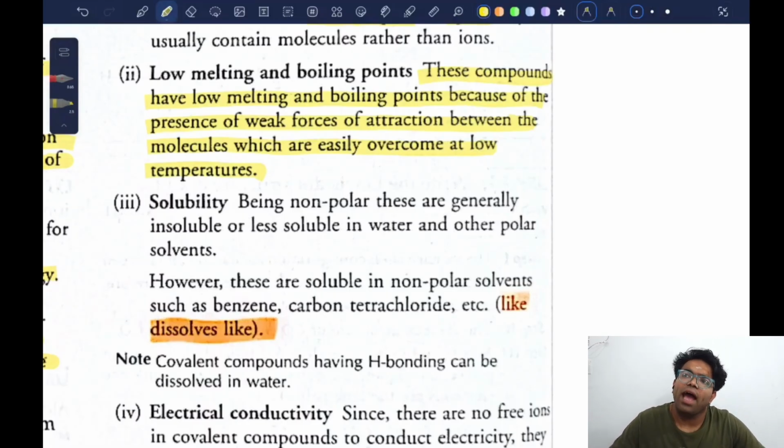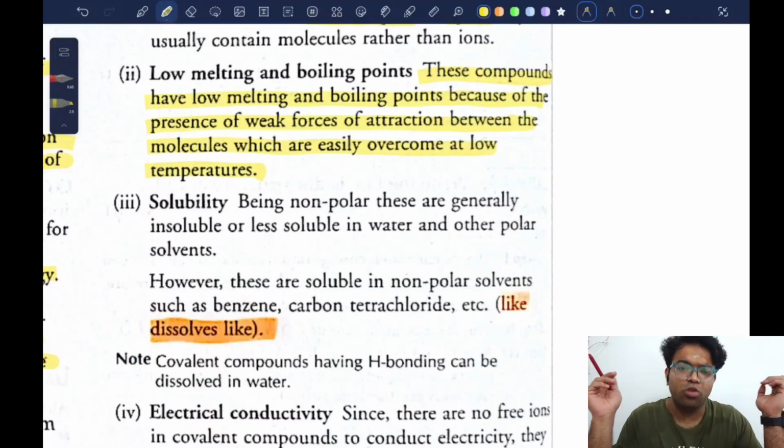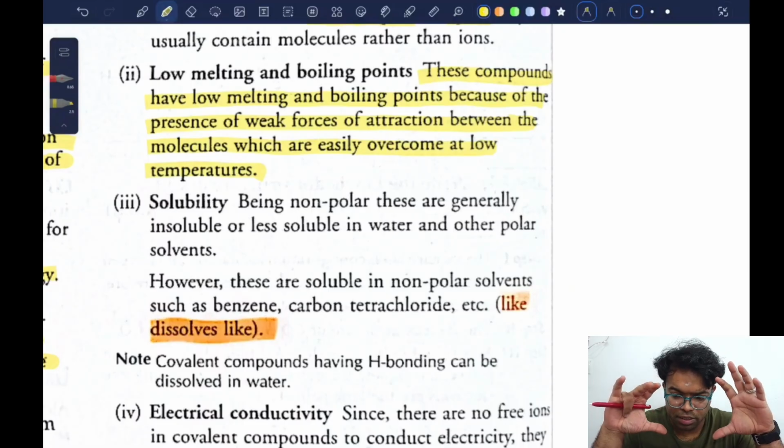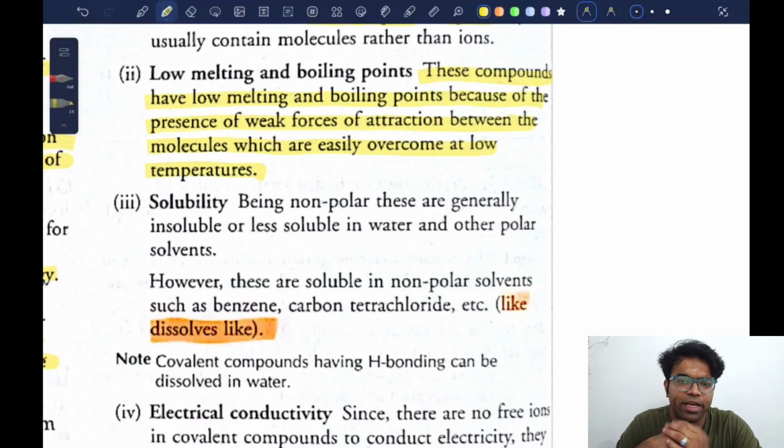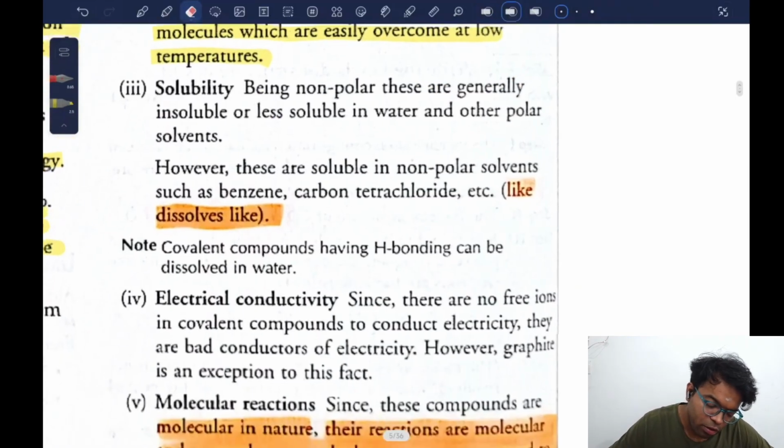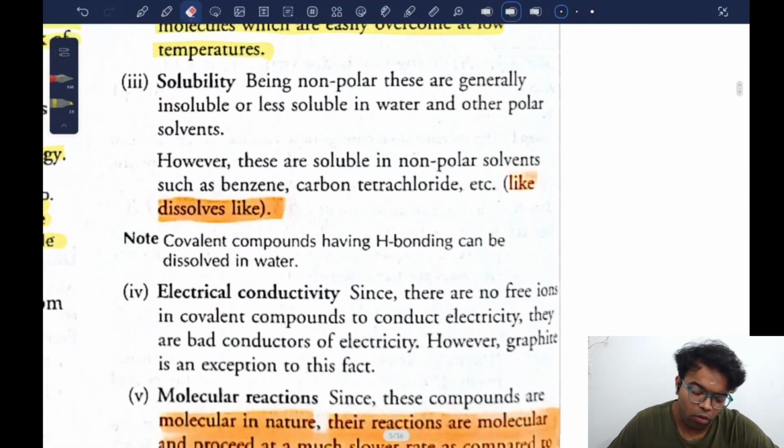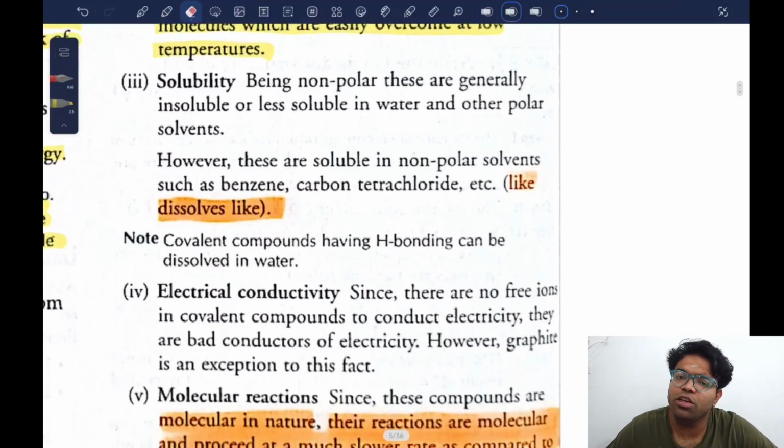Now, what happens with the intermolecular bond? If you have a stronger intermolecular bond, then you require more energy to weaken or simply break this bond. This more energy you usually get by heating, or by providing electricity, by increasing the temperature. So that is the reason why they have very low melting and boiling points, because their intermolecular forces are not that strong. Okay, next comes solubility. Now, covalent bonds are usually nonpolar.